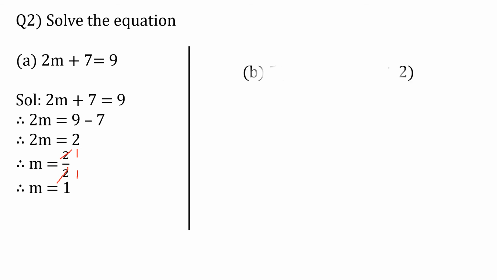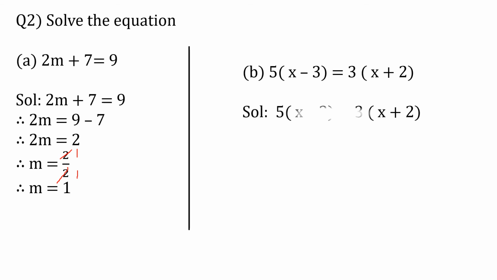Moving to the next question which is given in the worksheet. 5 into x minus 3 equal to 3 into x plus 2. So first let's open the bracket. So solution, I've written the equation 5 into x minus 3 equal to 3 into x plus 2. Removing the bracket you will get, therefore, 5 into x is 5x, minus 3 into 5, that is minus 15, equal to 3 into x is 3x, plus 3 into 2 is 6.